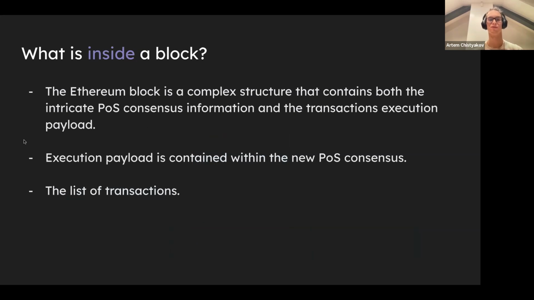So what is inside a block? Right now, a block is a really complex structure that contains both the intricate proof-of-stake consensus information and the information about transactions. Before Ethereum switched to proof-of-stake, only the transactions execution payload was present in the blocks, but right now the structure has grown maybe 3 or 4 times. I will show you in the next slide. Blocks in Ethereum are really, really complex.